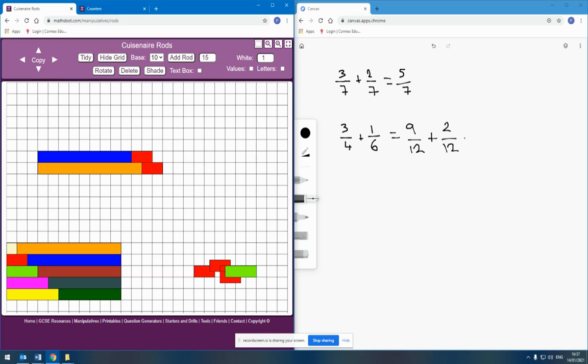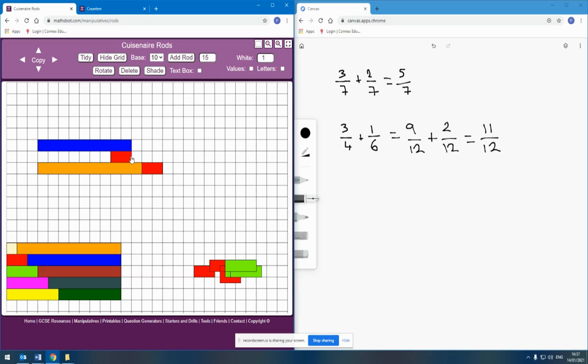And so this is where numerically I'm able to arrive at the fraction 11/12. And subtraction can be done in much the same way. Instead of having 3/4 plus 1/6, I could change it to 3/4 minus 1/6, where that would literally be something like that.